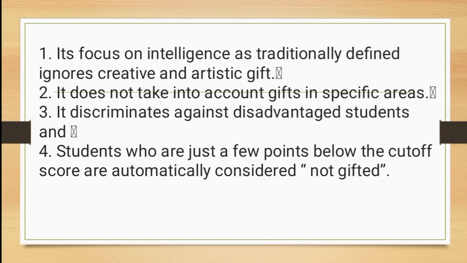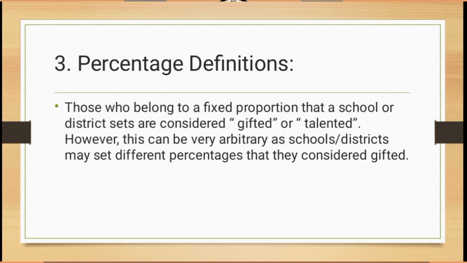So these are the 4 limitations. It focuses on intelligence as traditionally defined and ignores creative and artistic gifts. It does not take into account gifts in specific areas. It discriminates against disadvantaged students, and students who are just a few points below that cut-off score are automatically considered not gifted. So let's continue the definitions given to giftedness.